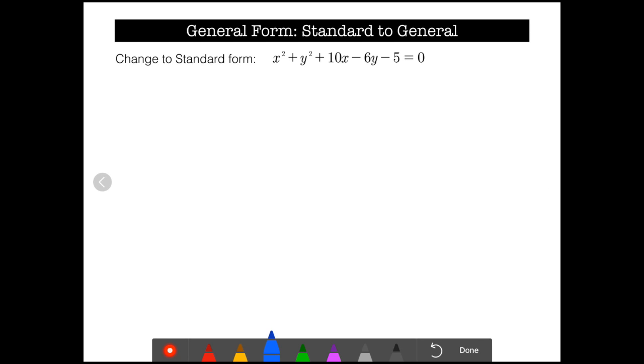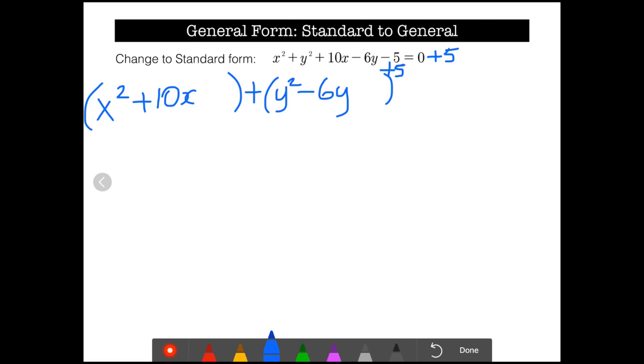Alright, let's get started. So we're going to have to add 5 to both sides first, plus 5, and then now we have x squared and plus 10x, and leave a blank space, plus y squared minus 6y, blank space, equals 5. Then let's put our plus blank and plus blank right there, and same with here, plus blank. Okay, now let's figure out what our blanks are actually going to equal.